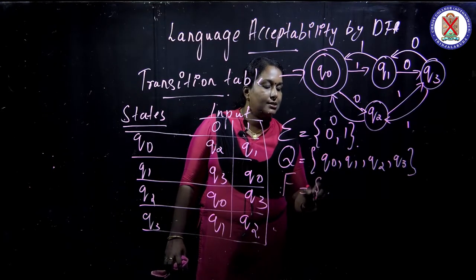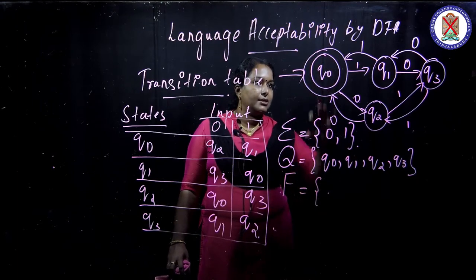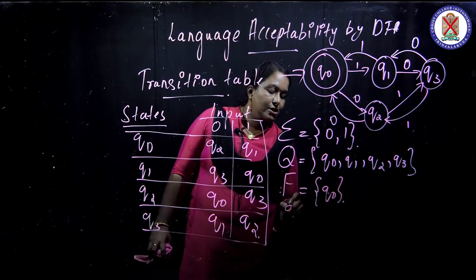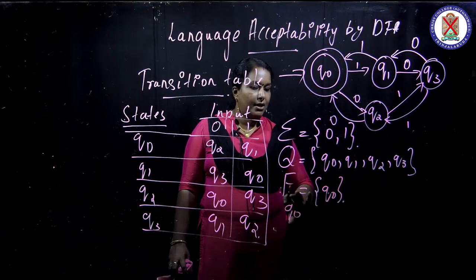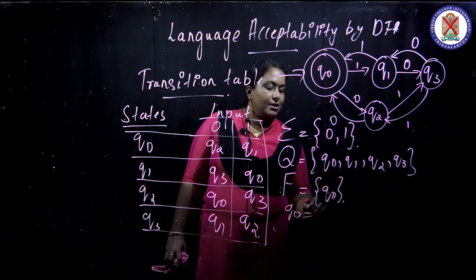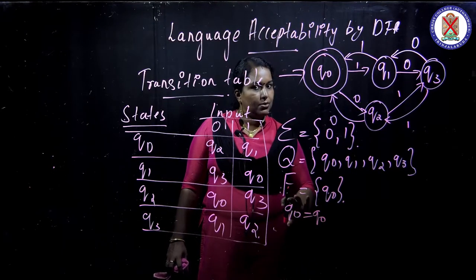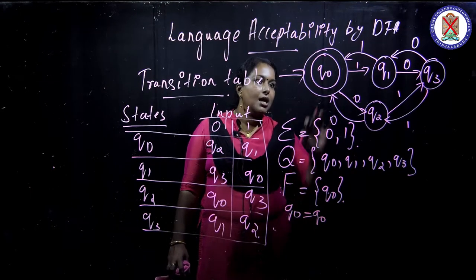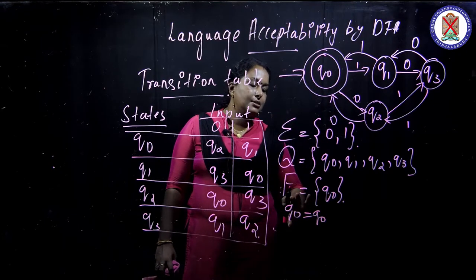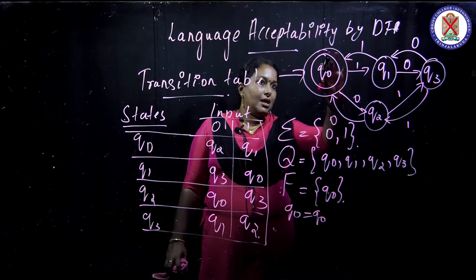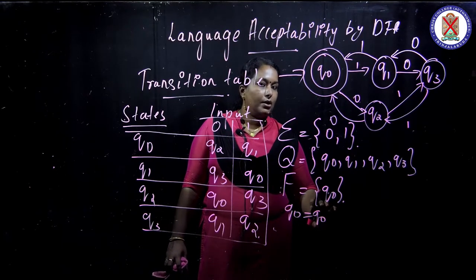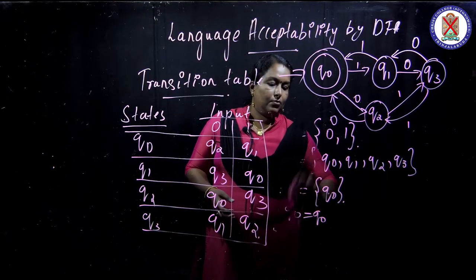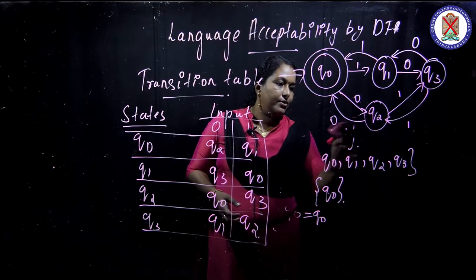Capital F means the final state. Which is the final state? The accepting state is the final state, that is Q0. Next is the initial state, represented by small q0. What is the initial state? Q0 itself. Don't be confused: the notation of the start state is q0, and the start state in this DFA is Q0. This is a general discussion of the symbols we are using.